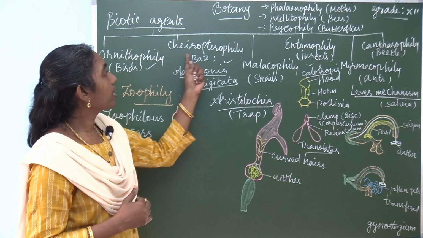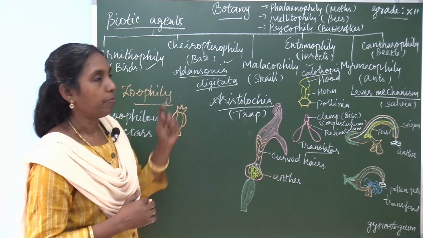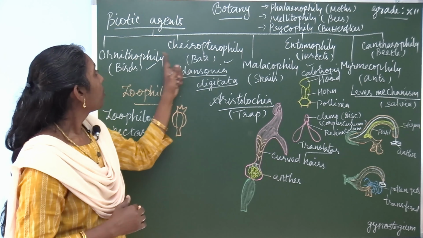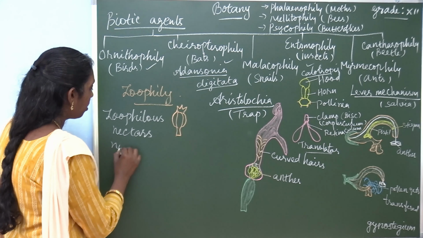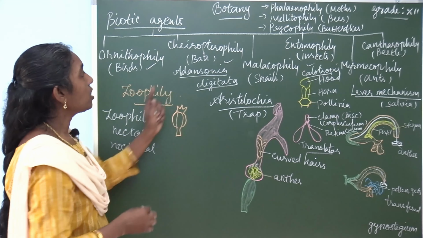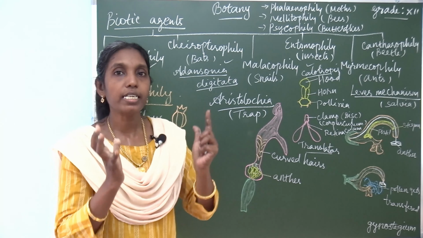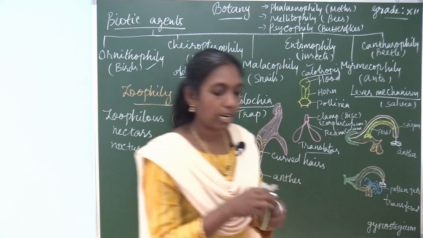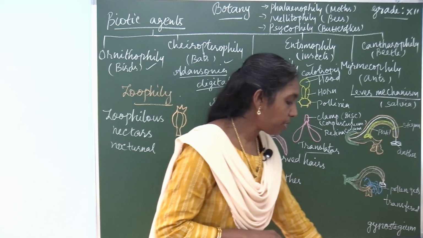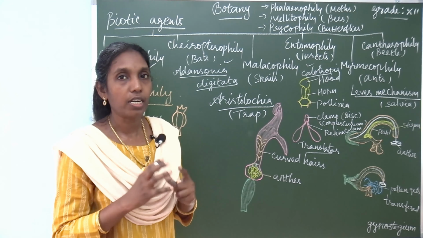Next, let's see the adaptations in Chiropterophilous flowers. The first classification was Ornithophily, pollination by the agencies of birds. The next classification is Chiropterophily. Pollination brought about by the agencies of bats is called Chiropterophily. Bats are nocturnal inhabitants. These flowers are produced singly or in clusters, like this cluster of flowers, and they secrete nectar as well as scent.